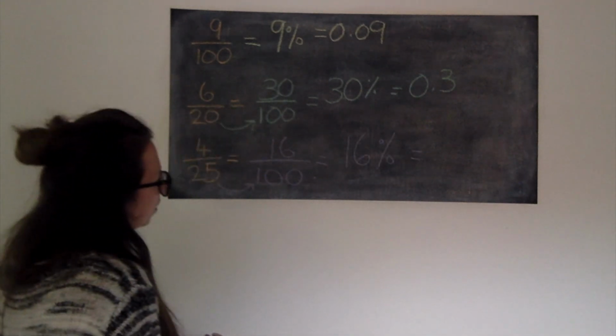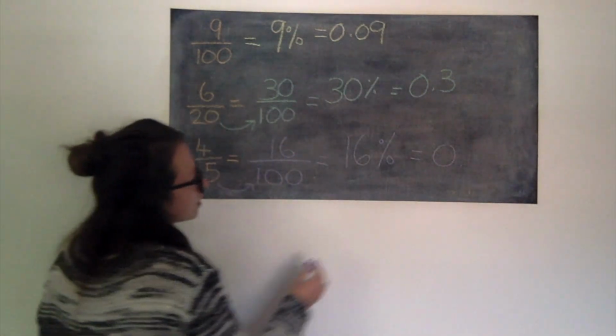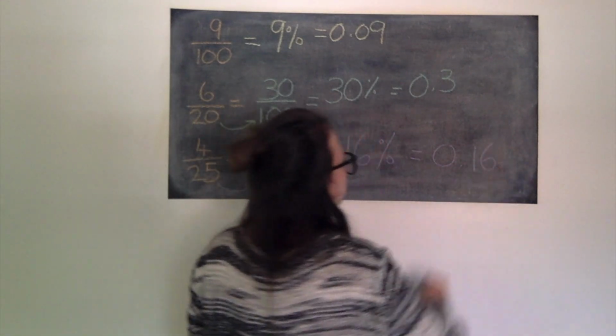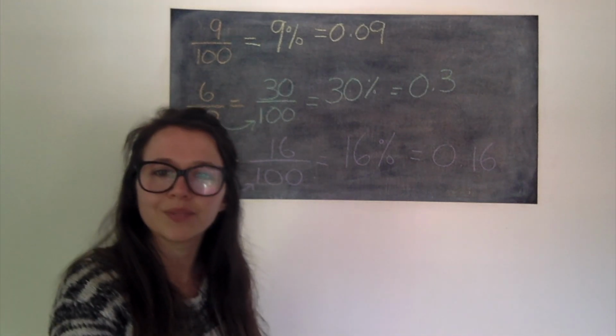Now as a decimal, I've got no wholes. 10 hundredths is the same as 1/10, and then I've got 6 hundredths left, 0.16. Well done if you got all of those correct.